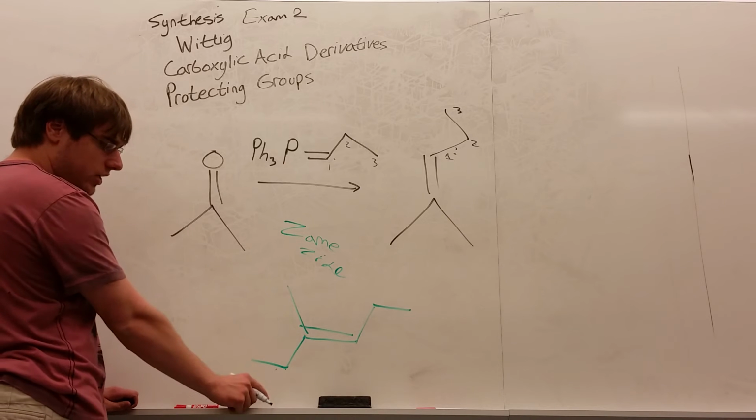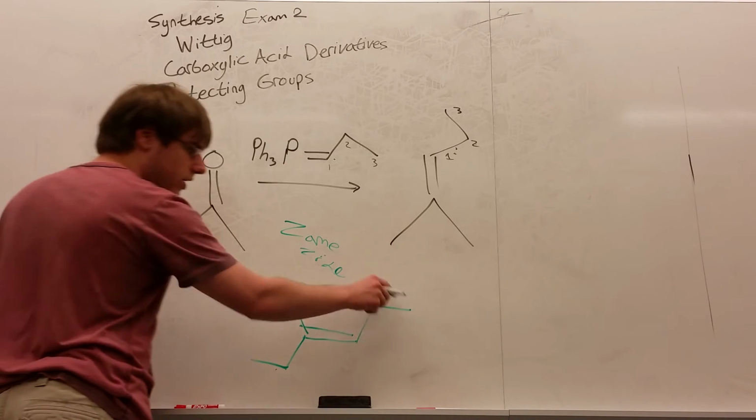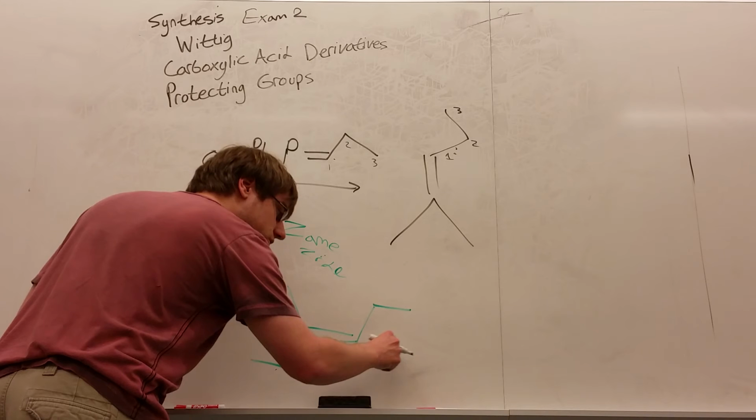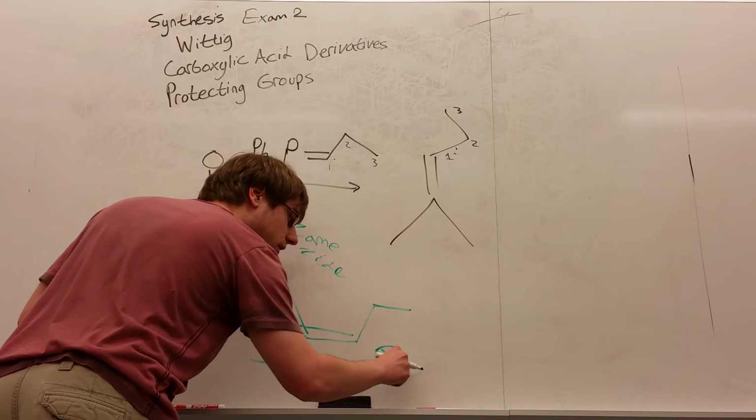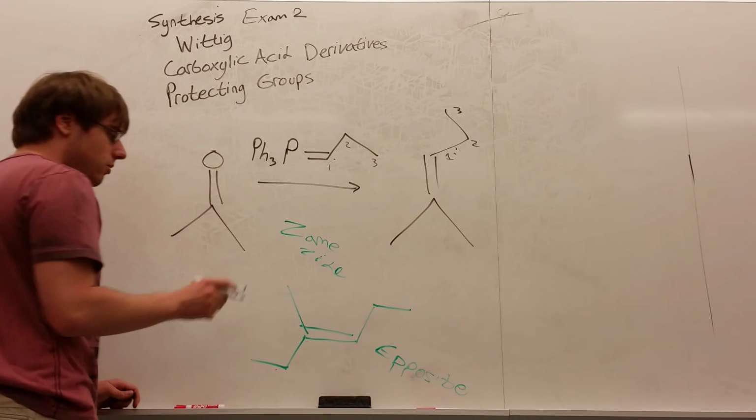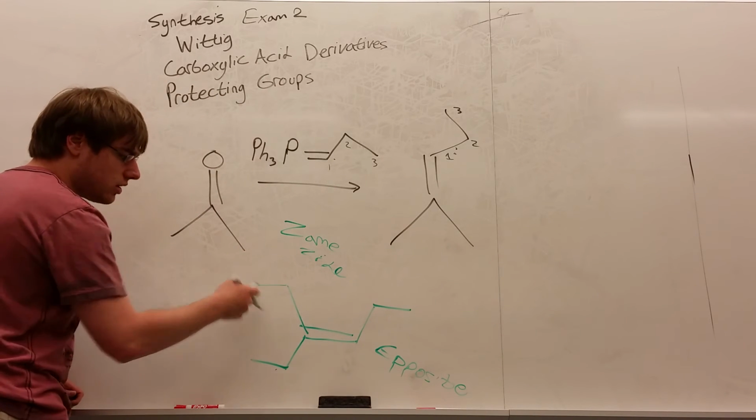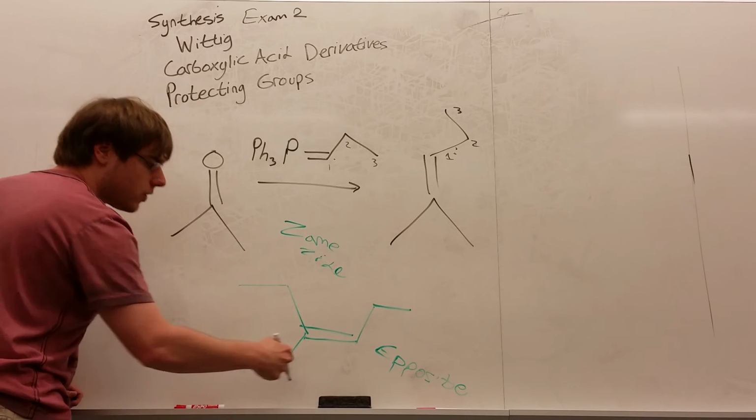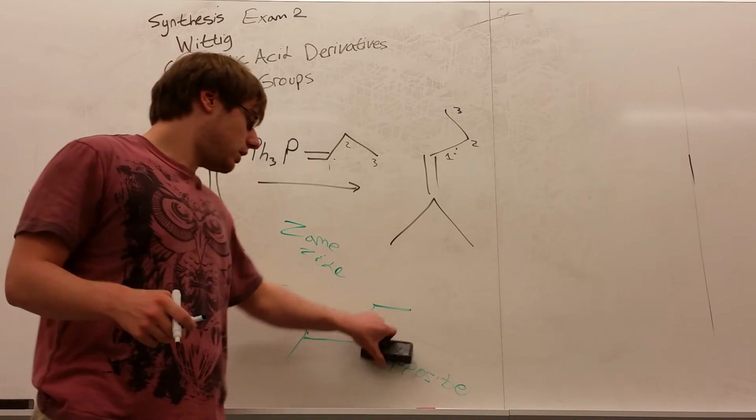So for example, this is not Z because here's one of my largest groups, here's my other, they're pointing in opposite directions. So this is an example of an E double bond, or you could think of it as opposite sides. And a Z double bond would be where this and this was the methyl. Okay, so this would be the Z double bond.